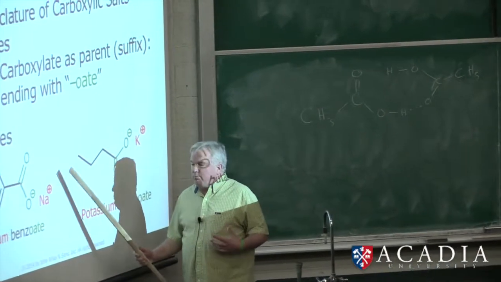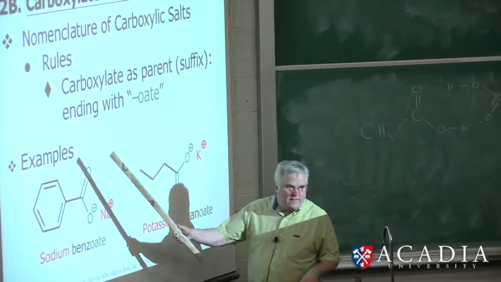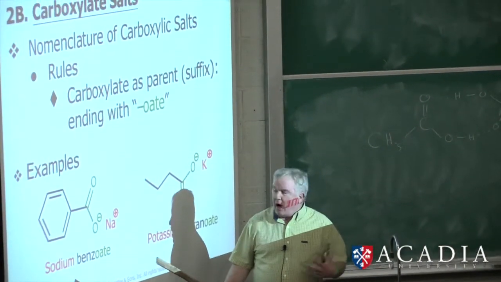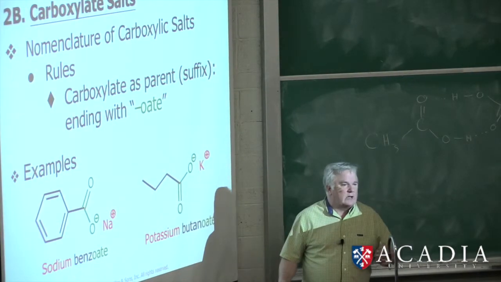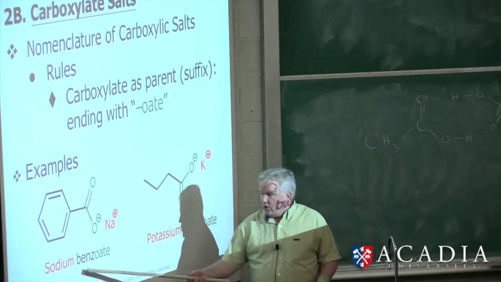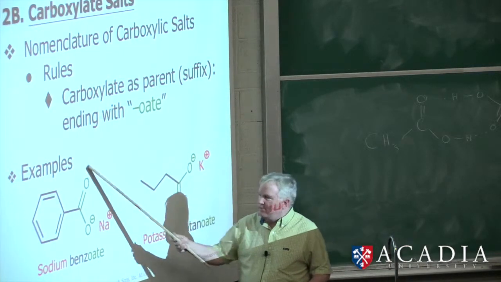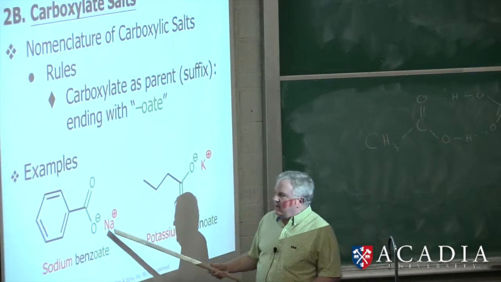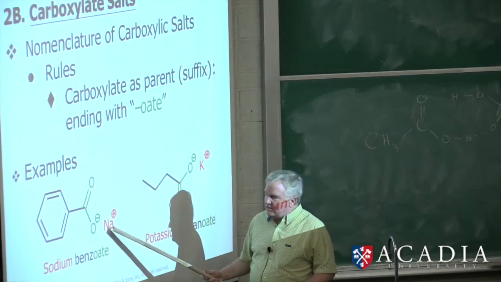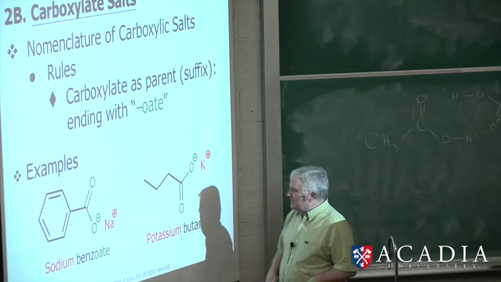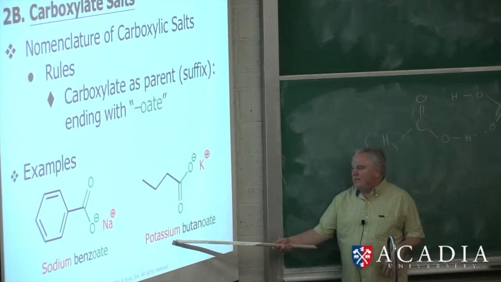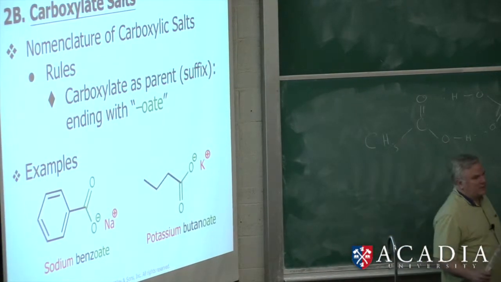When we remove the proton, we talk about the thing that's left as being the carboxylate. So instead of oic acid, we call it oate. So here we have benzoate. This is the benzoate anion, and this is sodium benzoate because the counter cation to that anion, in this case, is sodium. Here we have potassium butanoate.